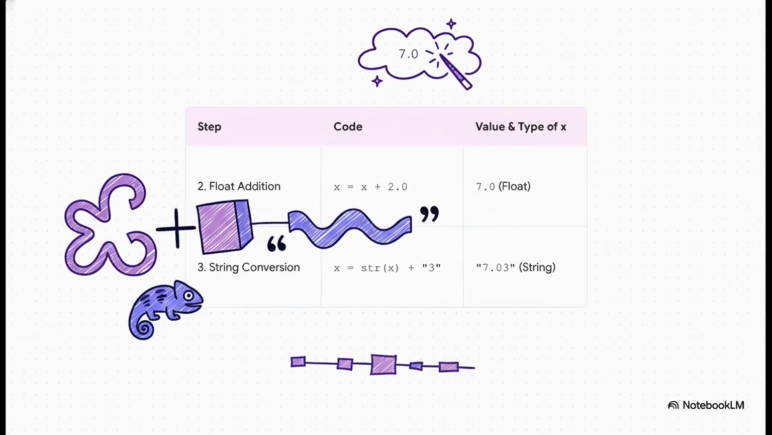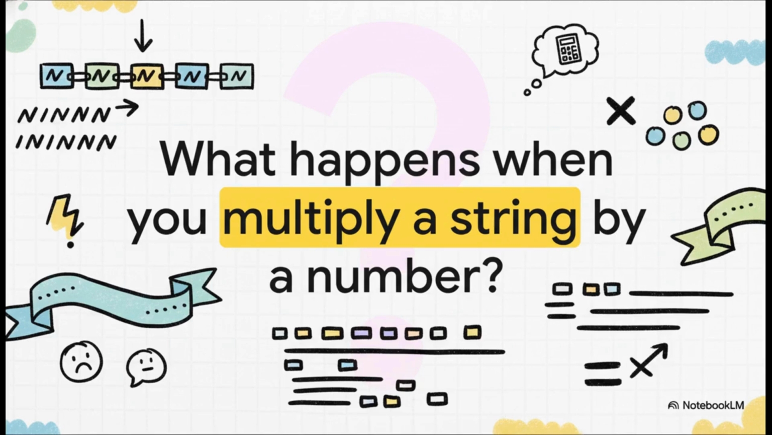And now, look at our table. The plus operator's whole job just changed. Since we're working with strings now, the plus sign no longer means mathematical addition. Nope, now it means concatenation, which is just a fancy way of saying glue them together. So the float 7.0 becomes the text 7.0, and we just stick the text 3 right on the end. And just like that, our variable x is now the string 7.03. It's officially text.